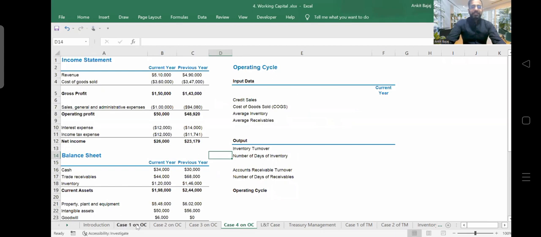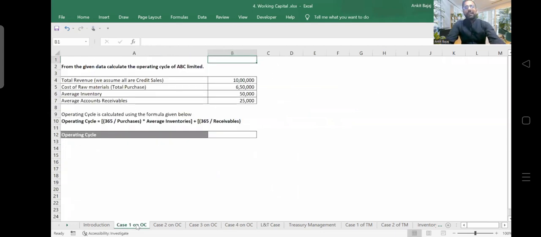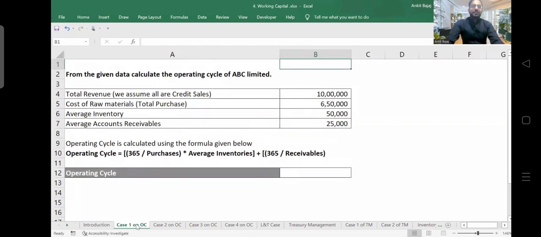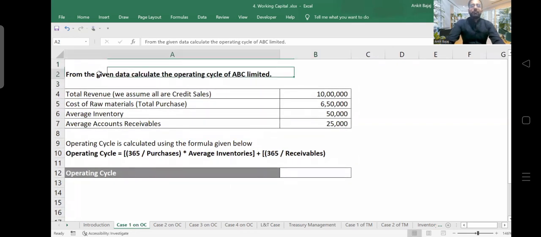So we will do some cases here for your practice purpose, and let's see whether you're able to do it or not. Here we will solve case number 1. From the given data, calculate the operating cycle of ABC Limited. Here some data is given, and we have to calculate the operating cycle. Total revenue is given, and the assumption is that all sales are credit sales.